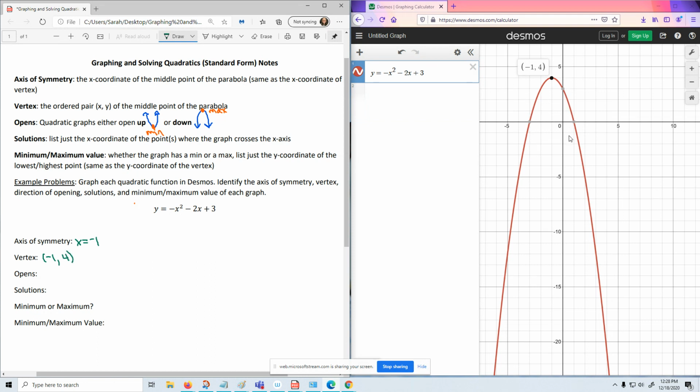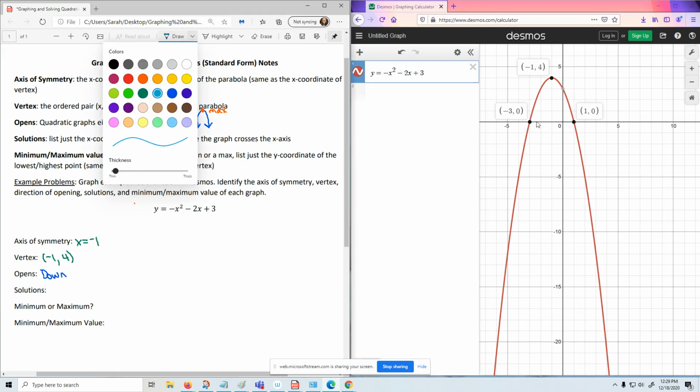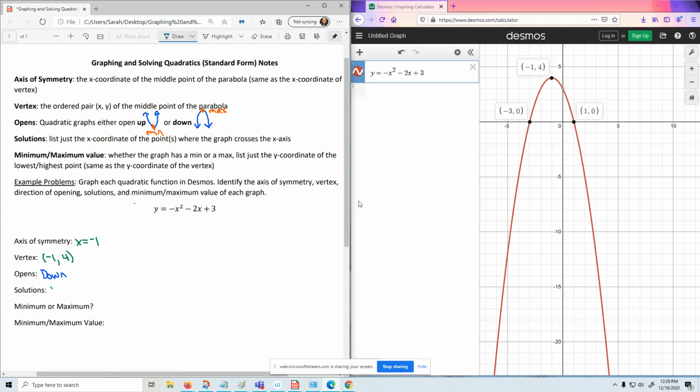Looking at our graph, it opens down. We can see that it's an upside down U shape or upside down parabola. So we just say it opens down. Solutions are where the graph crosses the x-axis, being this axis right here. We can see it crosses the x-axis twice, once here and once here. For both of those solutions, we're going to list just the x-coordinates of that point. So our first solution is at x equals -3. Our second solution is at x equals 1. You can either have 2 solutions, no solution, or 1 solution.